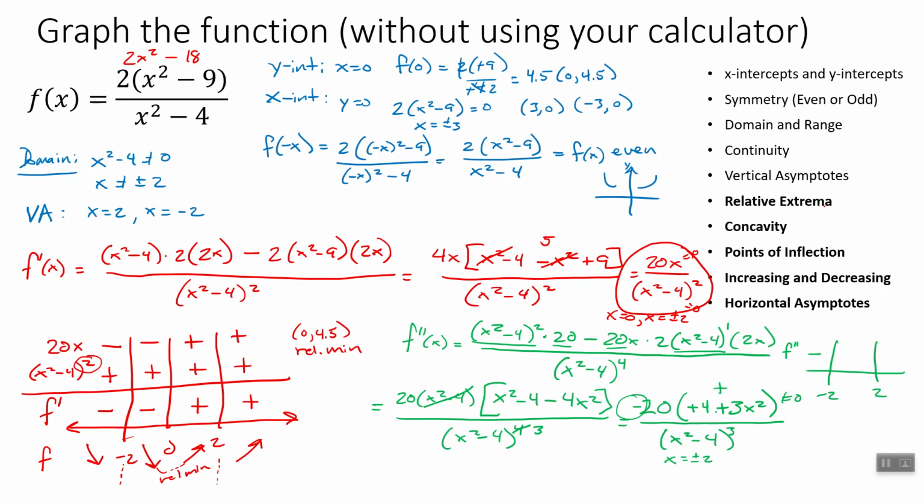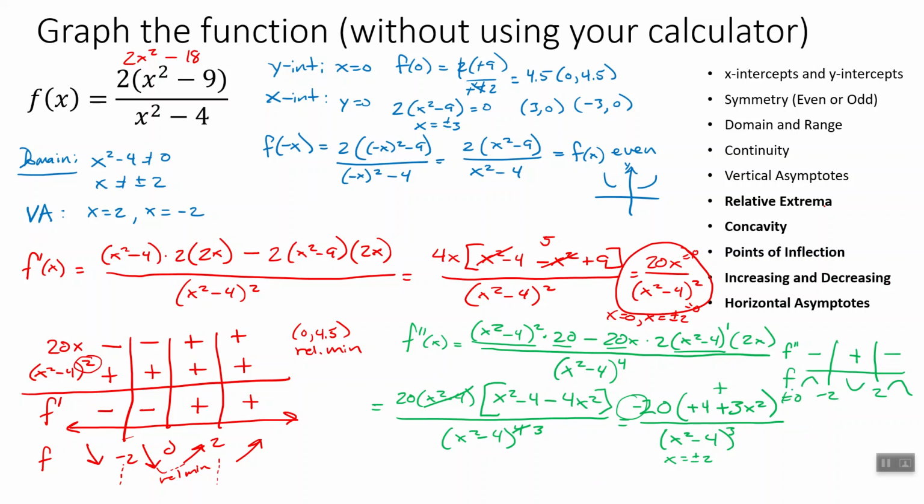If I plug in 0, well, top's still going to be negative. Bottom's also going to be negative. So a negative and a negative makes it positive. If I plug in positive 3, I'm going to get the same thing I got if I plugged in negative 3. So that means our f is concave down, concave up, concave down.